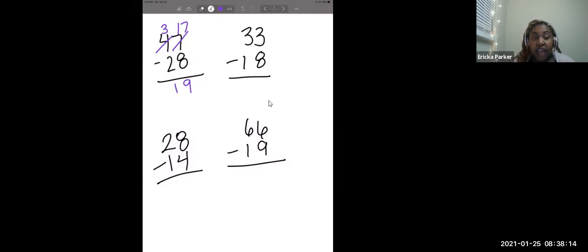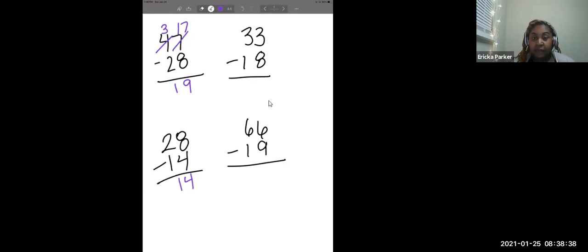Let's look at our next problem. Let's look at 28 minus 14. Remember, if you need to pause, now's the time to pause once you've written the problem down. And then you can see if you got it right. All right, so we got 8 minus 4. Can we do that? Yep, we sure can. 2 minus 1. Yep, we can do that too. That means that answer is 14.